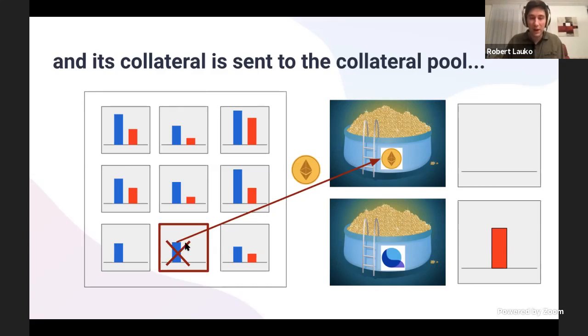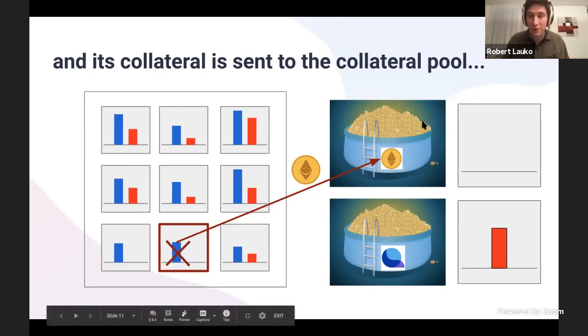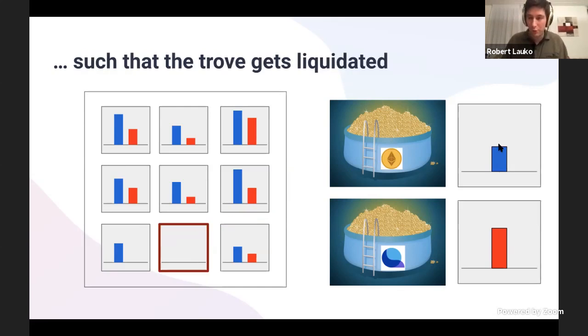Now, the next step is that the ether that was held by this trove is just sent to the ether pool. Now this pool contains some ether from the position. And the fact that those liquidations happen slightly below 110% collateralization means that whatever gain is sent to this pool should be higher than the amount that stability depositors lose. The amount of LUSD they lose should be lower than the value of the ether that they gain here.